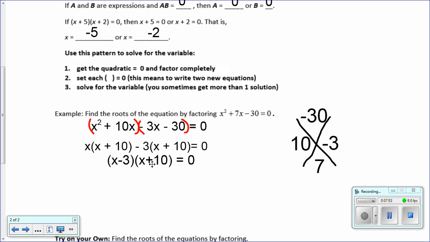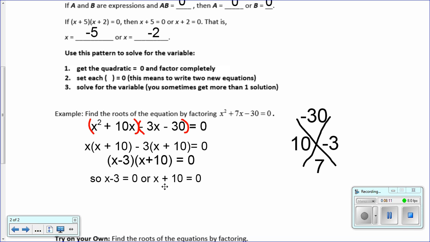Cool. So now step 2 says to go ahead and take each one of these binomials and set it equal to 0. So we have x minus 3 equals 0, or x plus 10 can equal 0. I made this mistake again. Oh well. So I go ahead and solve for x, so I add 3 to both sides. I subtract 10 from both sides, so I can have x can equal 3, or, it should be or, x can equal negative 10.